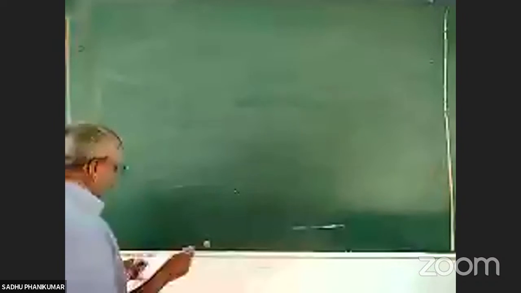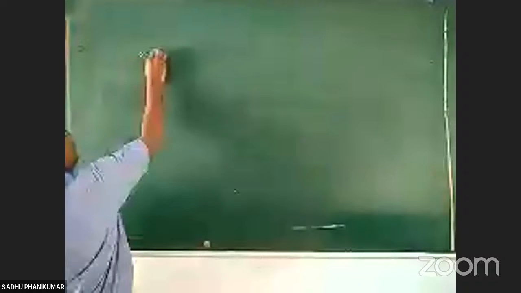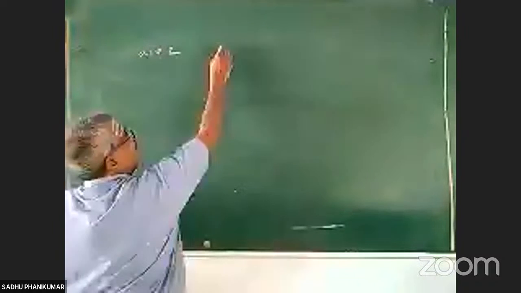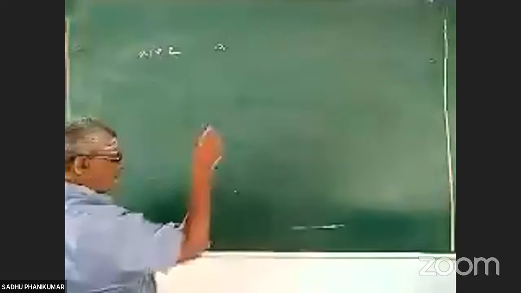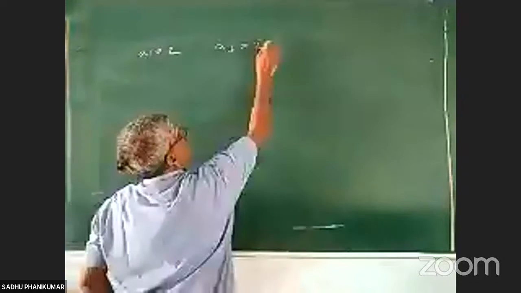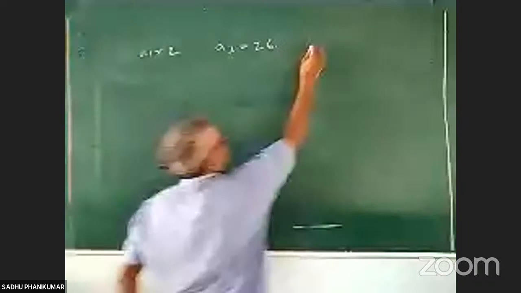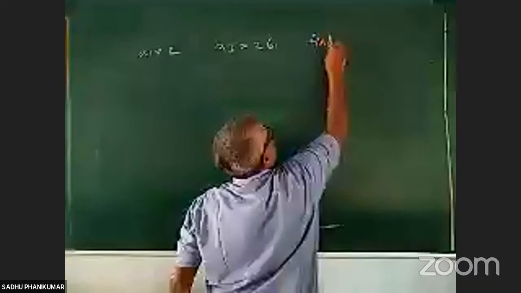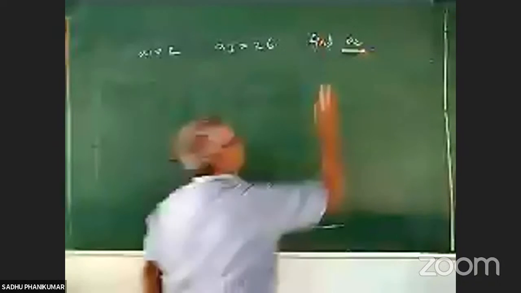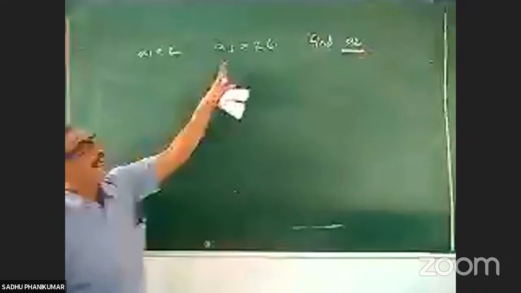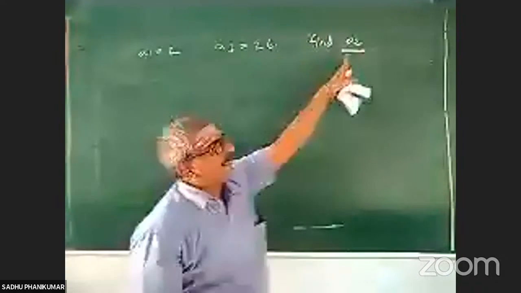One more question I got. a1 is equal to 2 and a3 is equal to 26. Find a2. What is the question asked? In this case, a1 is given, a3 is given. What we have to find is a2.